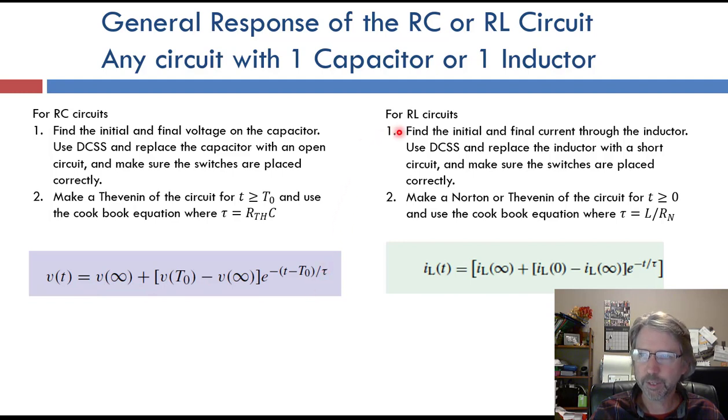For an RL circuit, we find the initial and final current through the inductor using DC steady state, where the inductor is a short circuit. Make sure the switches are set up right. Then we make a Norton equivalent, or you could also do a Thevenin because it's really only the resistance that we need of the circuit for t greater than 0, and use this cookbook equation where tau is L, the inductance, divided by the Norton or Thevenin resistance. So that's the approach we're going to take.